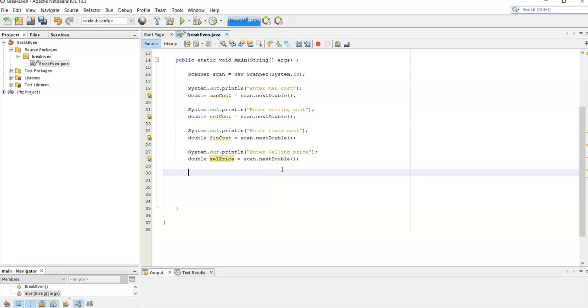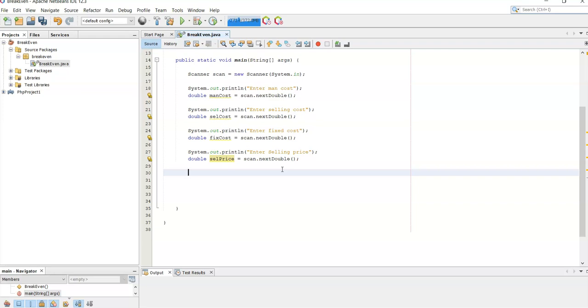We need a do-while loop here, because the program has to check the profit each time. If the profit is less than 0, we have to increment the number of units and then calculate again until the profit is greater than 0, right? And if the profit is greater than 0, then we will finish the program. So how can we do that?